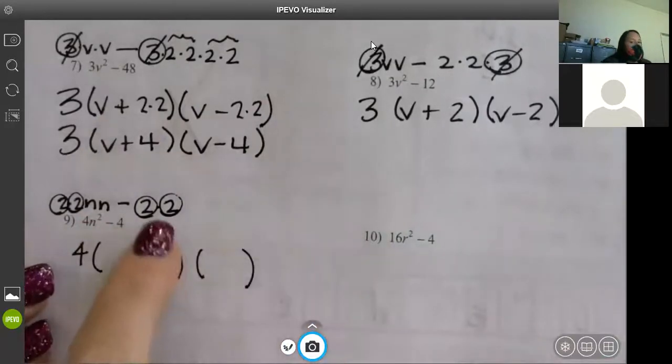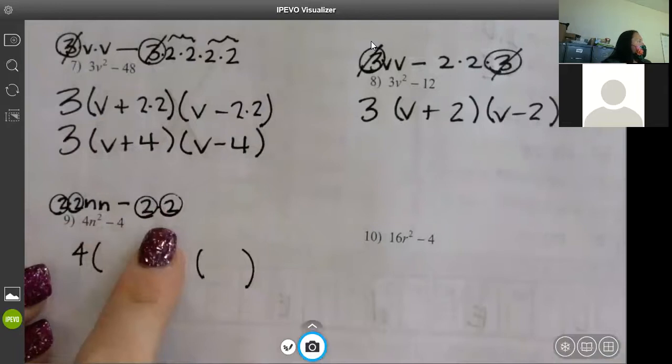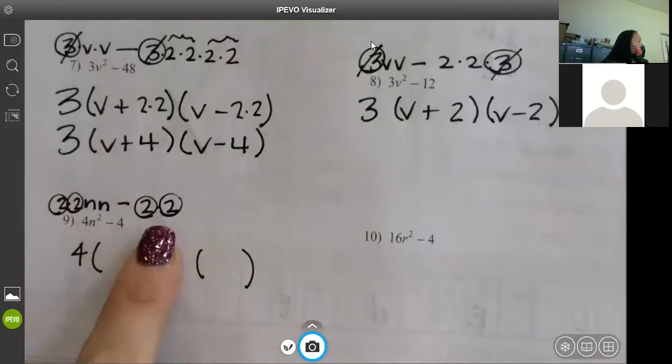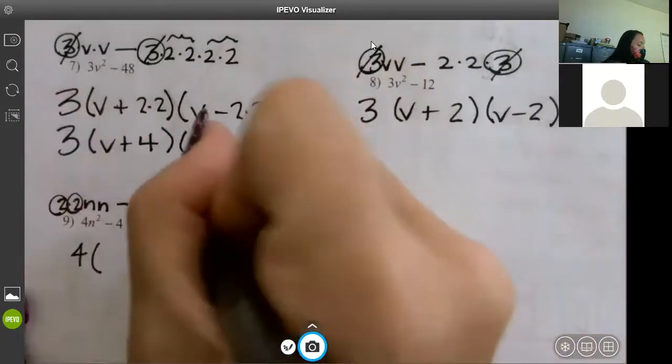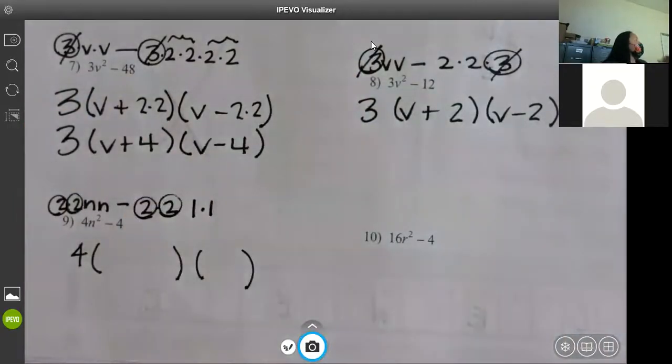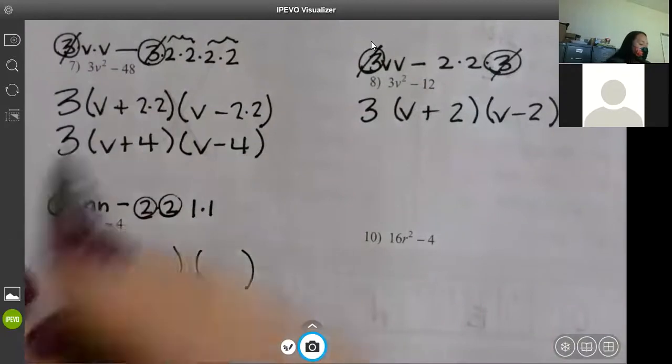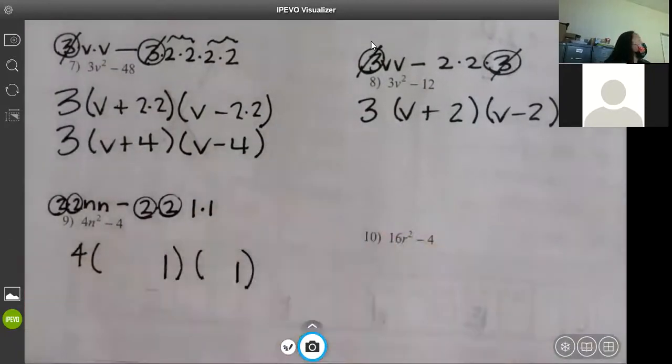What do I have left when I circle everything? What do I write down? A 1, right? What are your factors of 1? 1 times what? 1, yeah. Don't make it complicated. I'm just showing you. If everything is circled, then in the back, you're just going to put 1s. Just like always, if everything is circled, we put 1s.